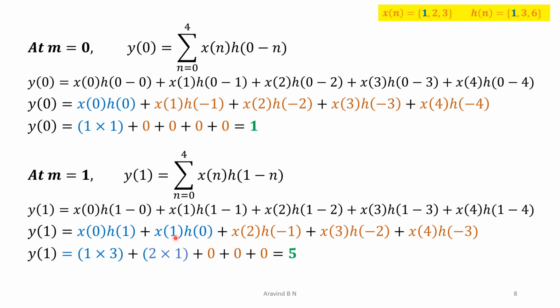Plus x of 1 is equal to 2, written over here. Then h of 0 is equal to 1, so that is also written here so that we can multiply. Further, for x of 2 I can get the value 3. h of minus 1 is not there in the sequence at all. Therefore, h of minus 1 will be equal to 0, and 0 multiplied with something else is also equal to 0. Similarly, it happens for h of minus 2 and h of minus 3. Therefore, all the remaining three values are equal to 0. Now, simplifying this, we get y of 1 is equal to 5.